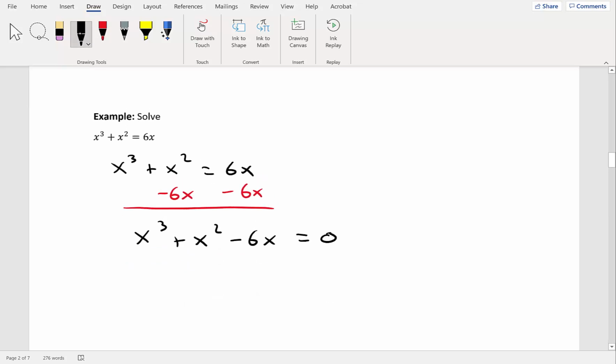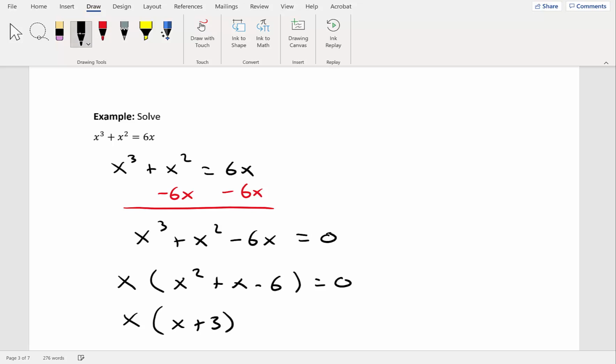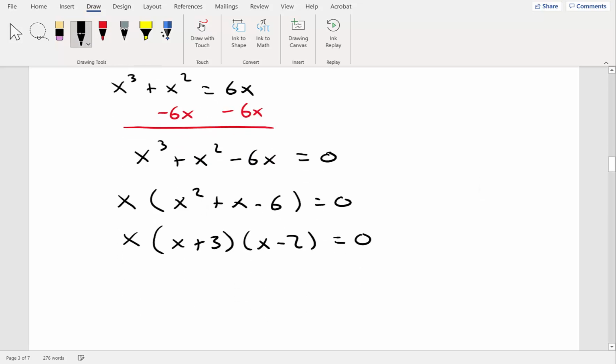Now let's take a look at a GCF. Each one of these three terms has an x in common. So let's pull out that x. We're left with x squared plus x minus 6. And now inside the parentheses we have a trinomial. We could factor that out some more. So two numbers that multiply to -6 and add up to 1. We can use plus 3 and minus 2. Okay, so we have it completely factored.